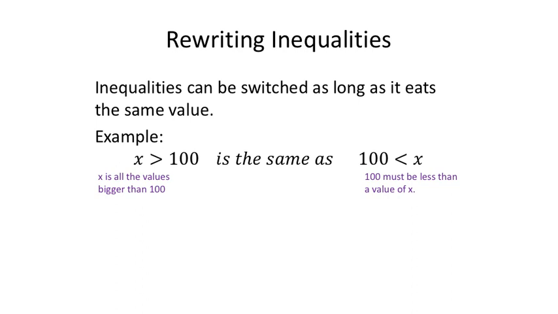Along these lines, if you wanted to switch the way an inequality is written, like this one, this would read x is greater than 100. It is exactly the same as 100 is less than x. Now we can interpret this. x is just some value, so any value that's bigger than 100 would make this true. At the same time, this one would read 100 is less than x, which means that 100 has to be less than any value of x. Again, you could reverse that and say, well, then x has to be bigger than 100.